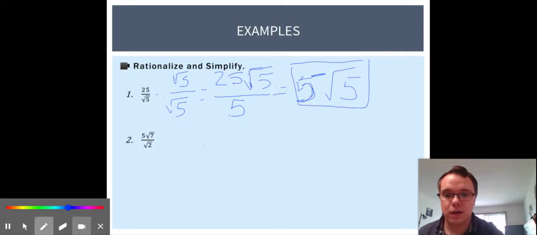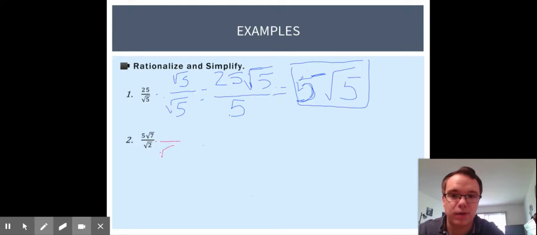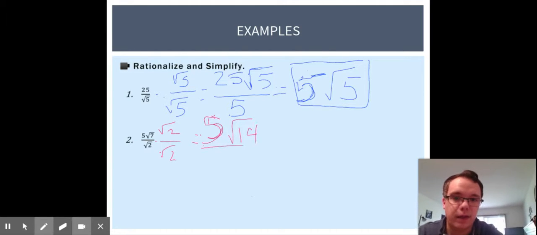All right, second example, we have 5 square root of 7 over the square root of 2. I can't have the square root of 2 on bottom, so I'm going to multiply by the square root of 2 on both top and bottom. And if I do that, I'm going to get 5, and square root of 7 times the square root of 2 is the square root of 14. And then on bottom, I have square root of 2 times square root of 2, which is 2.